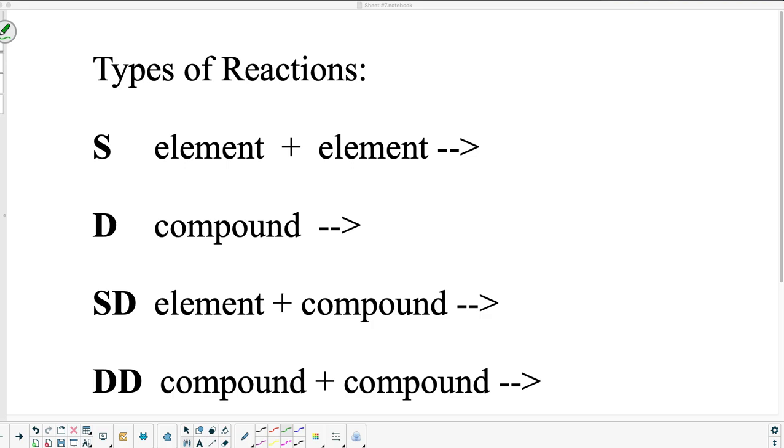Hey class, this is the last type of reaction for sheet number 7. This is double displacement. Just a quick review for types of reactions.